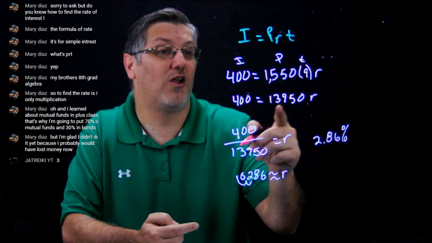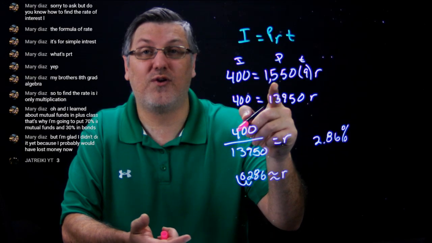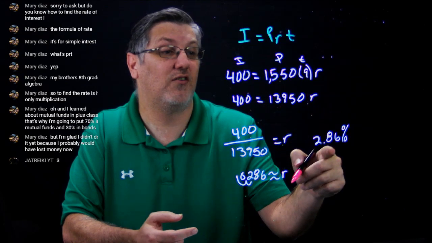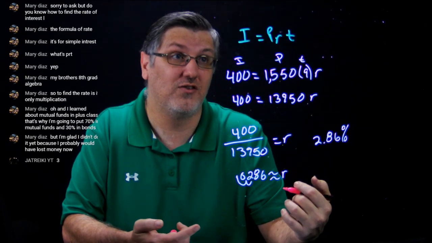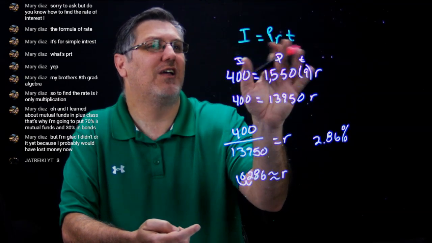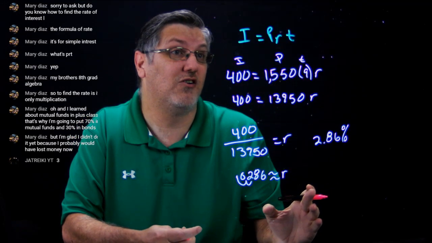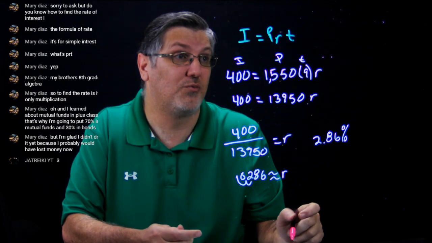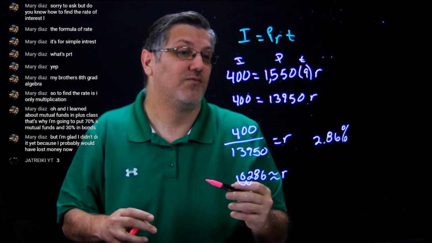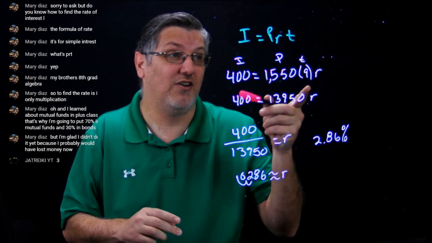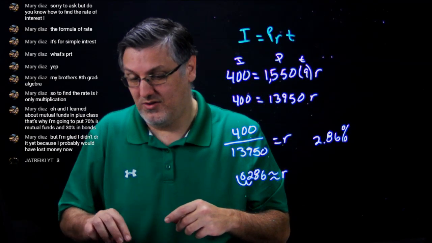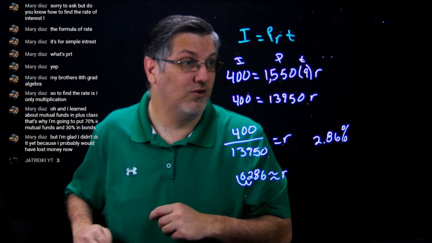So to get $400 on $1,550 over 9 years, you have to have about 2.86%. So it just depends. If they give you 3 bits of information, you just use algebra to solve for whichever one. And in 8th grade, it could be any of those. Believe it or not, they do algebra in 8th grade. 3%, you'll be way off. You want to at least do like 2 decimal places.